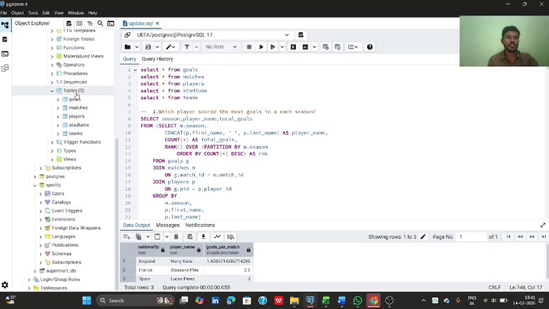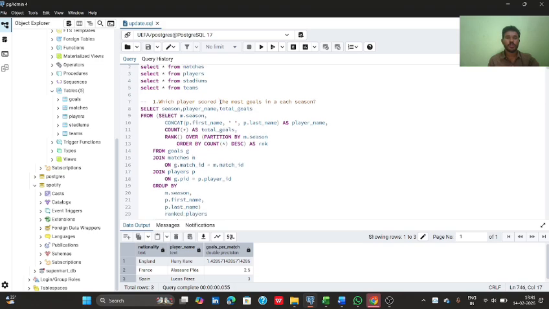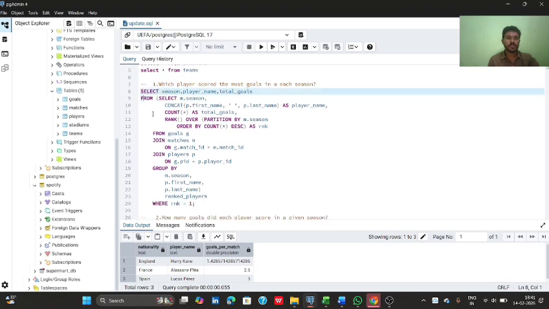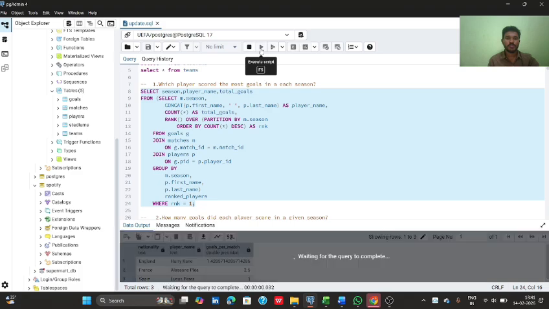And first, here are the tables. I uploaded the goals, matches, players, stadiums, and then teams. Next, it is showing the first question: Which player scored the most goals in each season? Here I am executing this one.